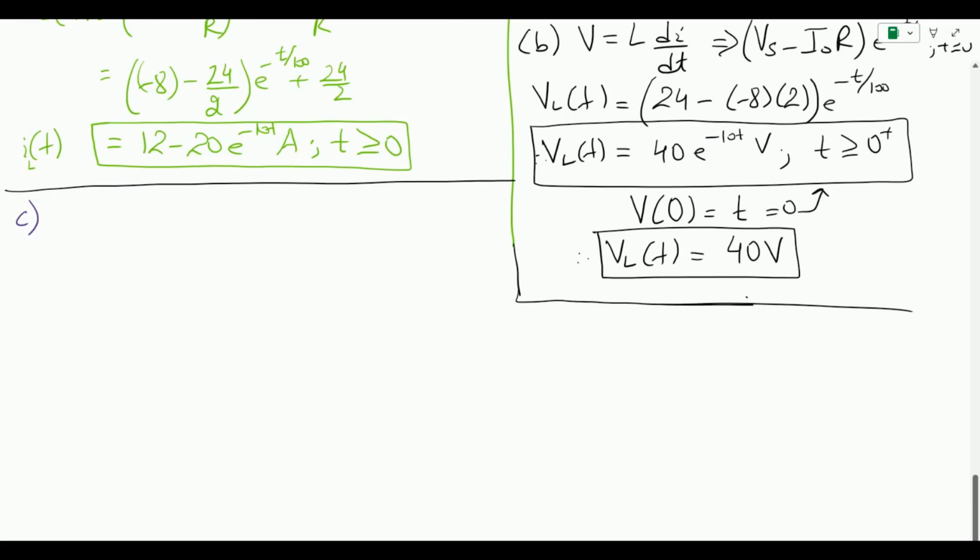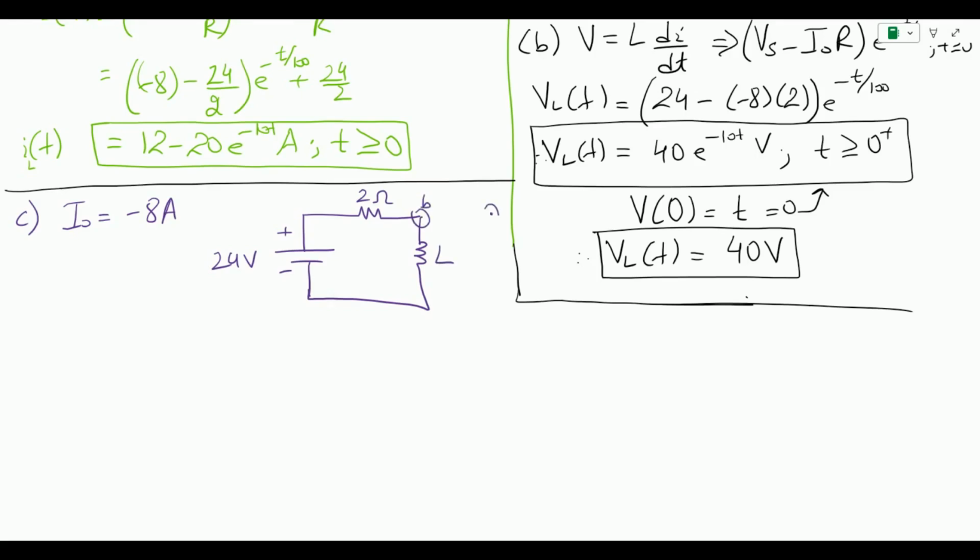We know that the initial voltage was 40 volts just after the switch has been shifted, but prior to that the initial current I naught in the inductor was minus 8 amps. Let me draw the circuit to make it easier. This is the 24 volt source, this is the 2 ohm resistor, and this is the inductor. This is position B, and let us assume this was position A.